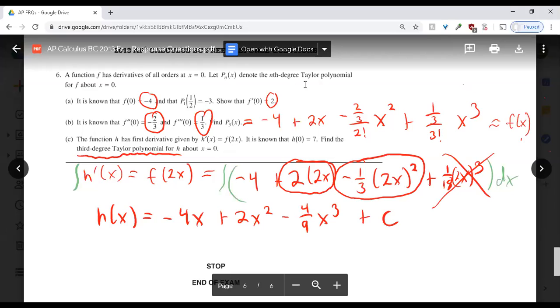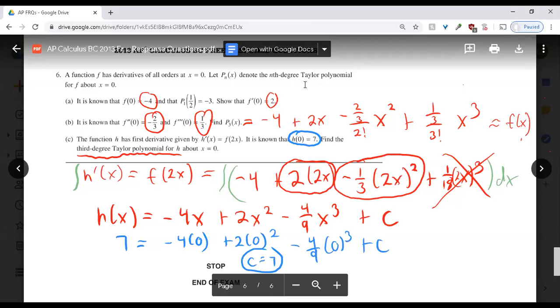Okay, so now all I have to do is solve for c. So to solve for c, I'm going to use the fact that h of 0 equals 7. So I'm going to plug in for h of x, so -4 times 0 plus 2 times 0 squared minus 4/9 times 0 cubed plus c. When you solve this for c, you're going to get c equals 7. I'm going to plug that in here and then go to my answer.